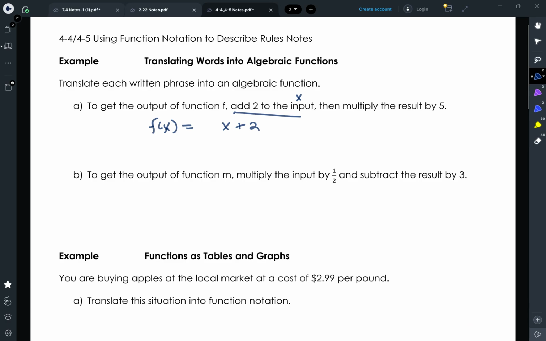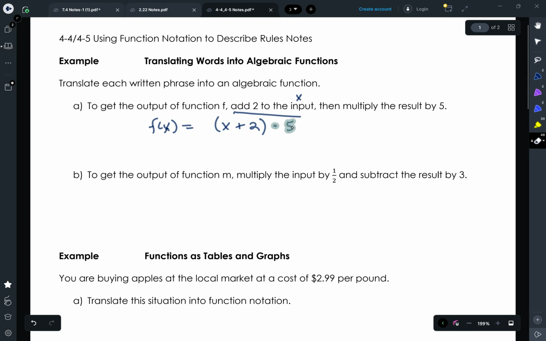So if I want to take all of this and multiply by 5, then I have to put it in parentheses. And I could put a times 5 at the end. But we're really just used to seeing the 5 being multiplied in front of the parentheses.